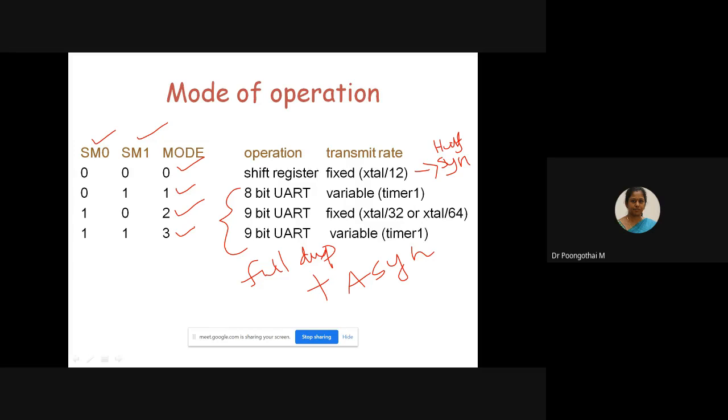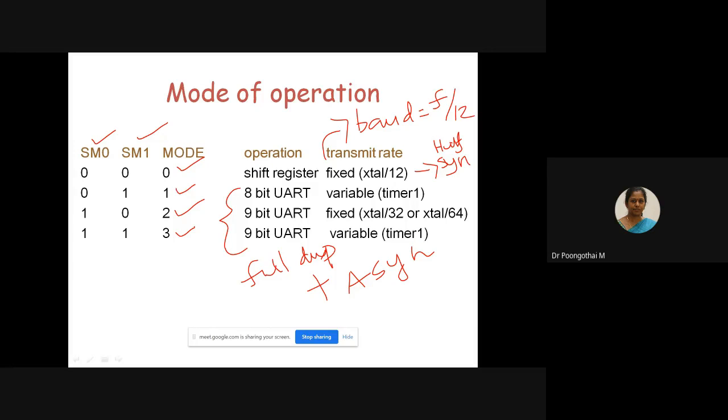Mode 0 is a half duplex mode. It is a shift register mode, where the baud rate is calculated by dividing the oscillator frequency by 12, that is baud rate equals F by 12. F is nothing but your oscillator frequency. It is a fixed one, not programmable. So this mode is called shift register mode.